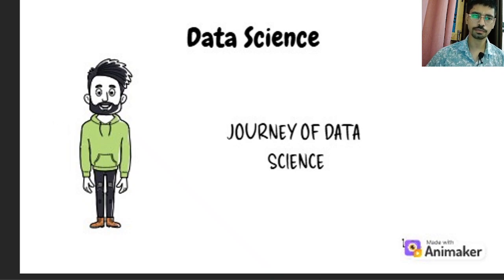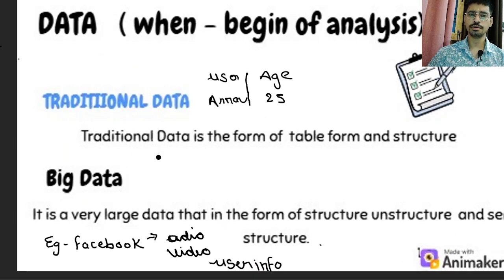As we know, data is a raw fact, or we can say it is basically primary data. We use data at the beginning of the analysis. As we know, it is of two types. For example, traditional data is in table form and is structured. For example, we have a user whose name is Arno, and the age is 25.